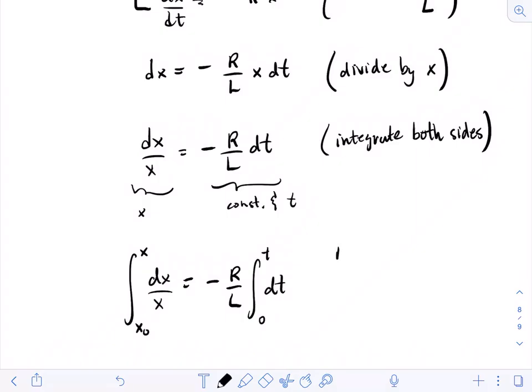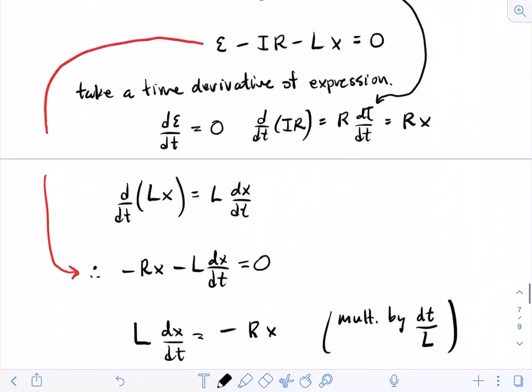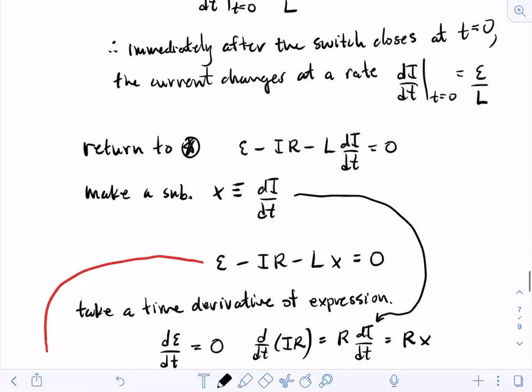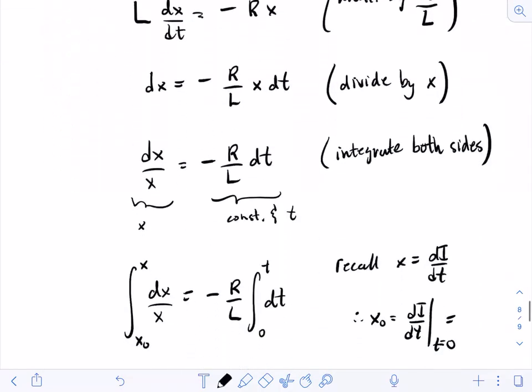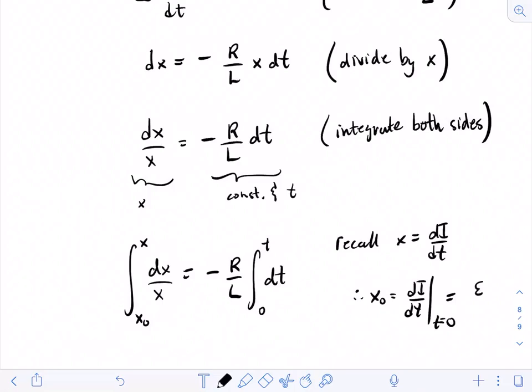But recall, x is equal to di/dt. Therefore, x0 is di/dt at a time t equals 0. But we've already worked that out as part of our initial conditions. di/dt at t equals 0 was the EMF divided by L. So this x0 is the EMF divided by L.